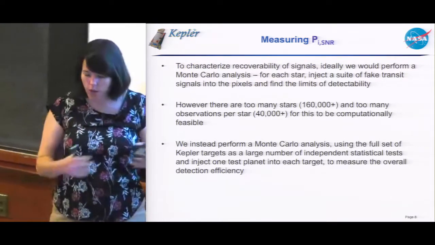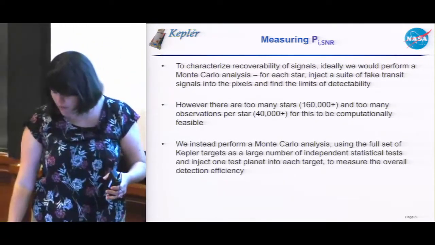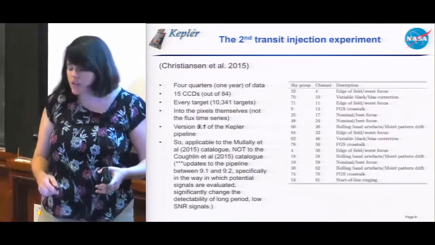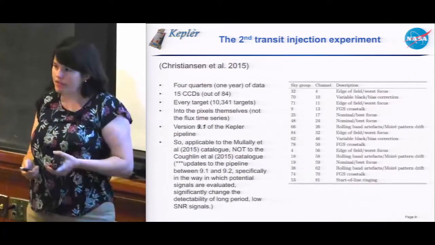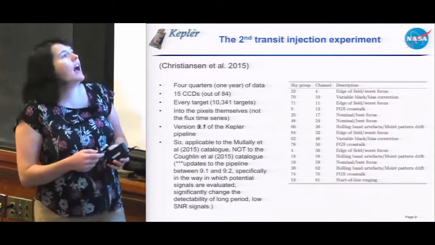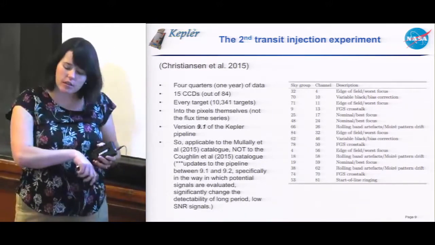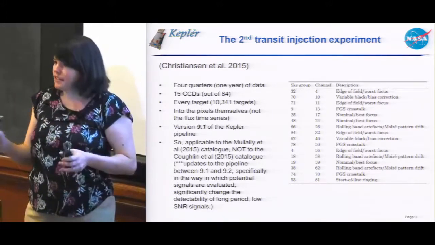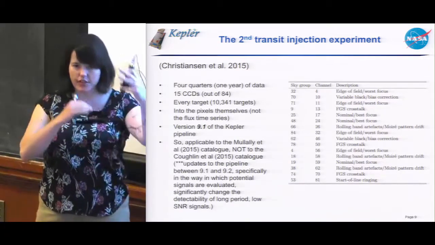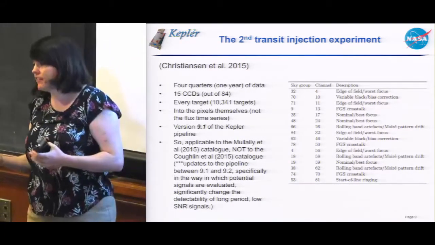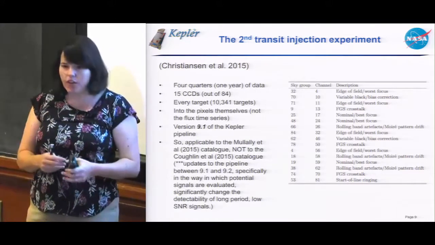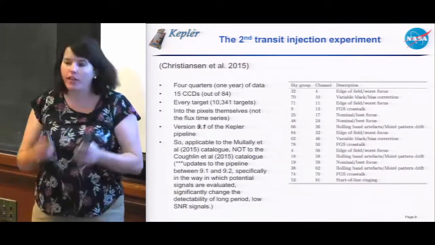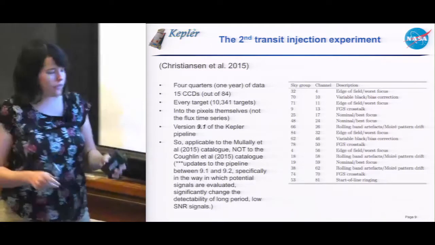So this is what we do. We go and we inject one planet per star, and we run it through the pipeline as normal. So I'm going to describe the results of our second transit experiment. The first one, which came out 2 years ago, basically looked at individual transit events to say, does the pipeline preserve the depth, the signal to noise of individual transit events? And it turns out that in the vast majority of cases it did. So that was great. That was going forward, that was a good confidence boost.